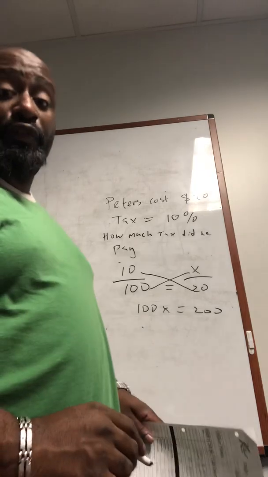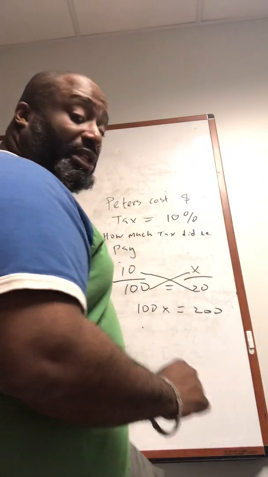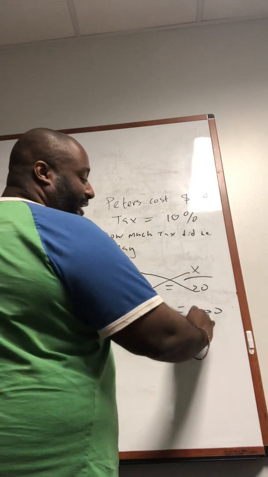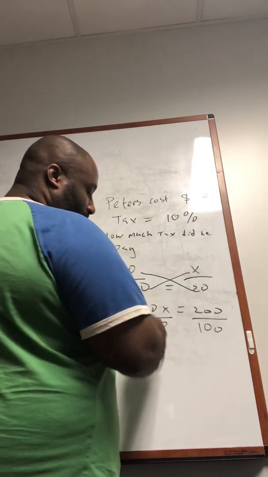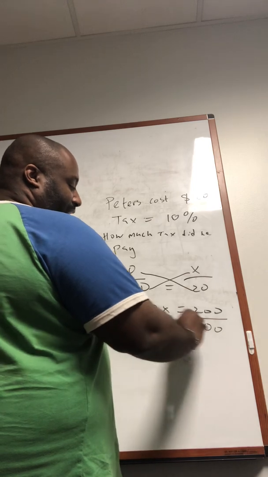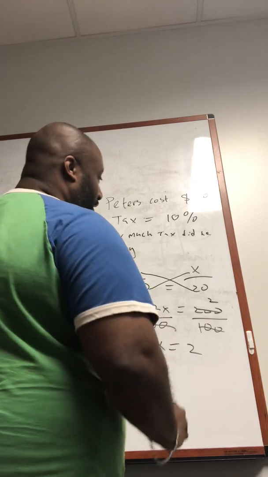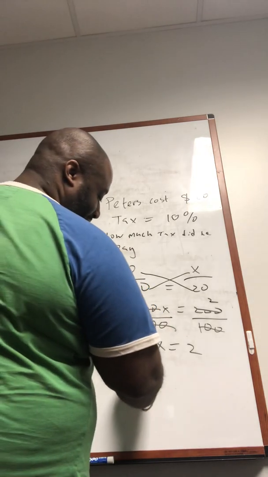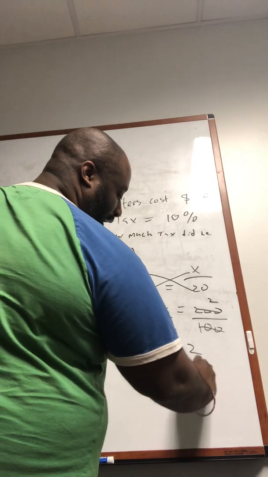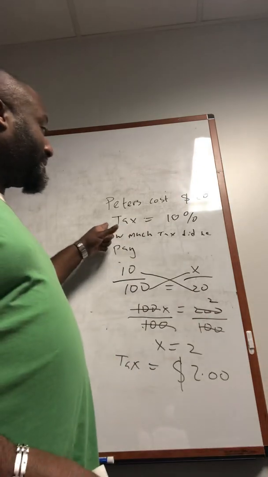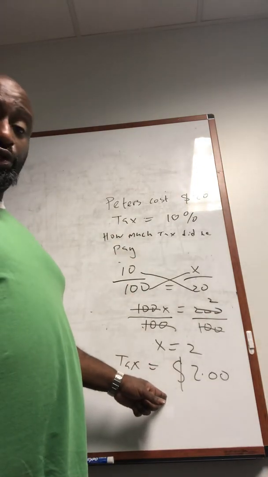Now, once again, we're not solving for 100, we're solving for x. So what you do to the left side of the equation, you got to turn around and do to the right side of the equation. So we're going to divide by 100, and we're going to divide this side by 100 too. This cancels out that. This cancels out that. You have 2. X is equal to 2. Therefore, his tax is equal to $2. The amount of tax he paid at 10% is equal to $2.